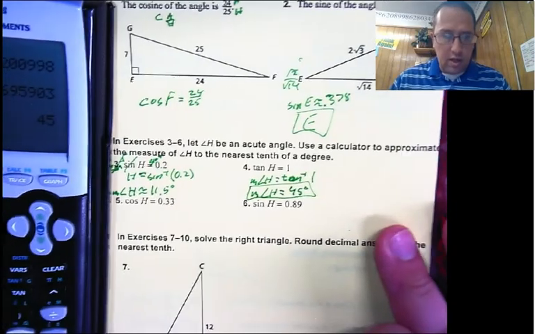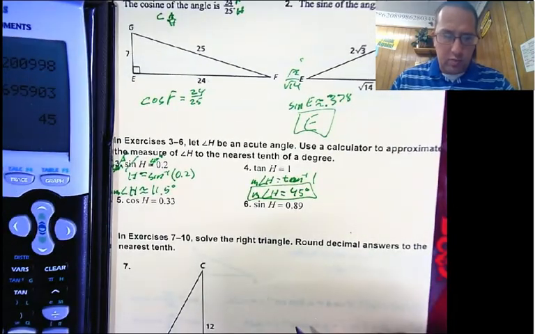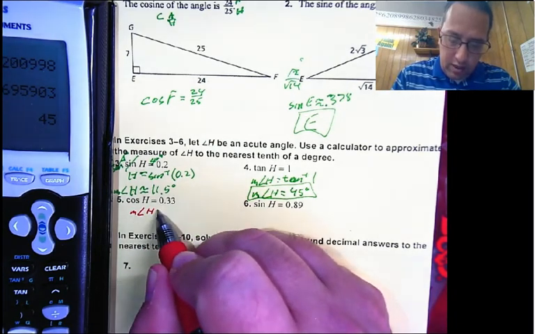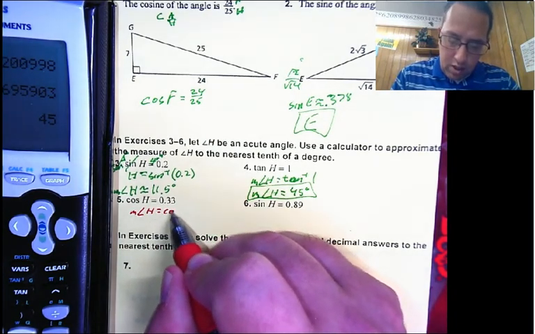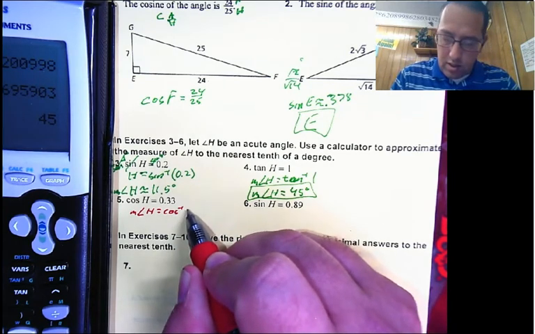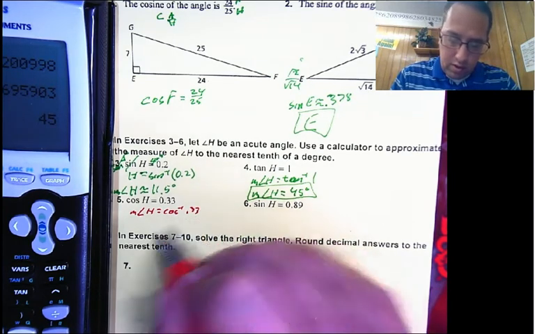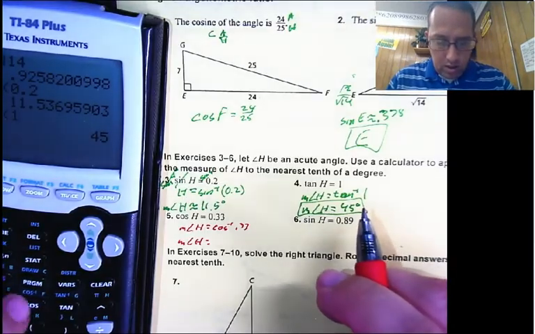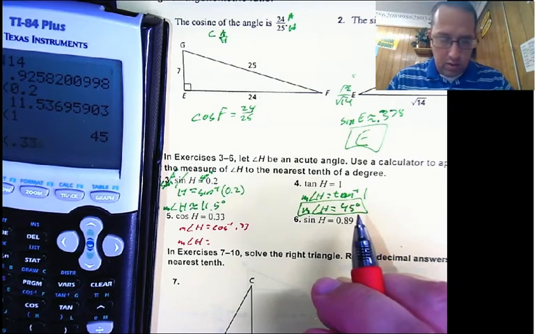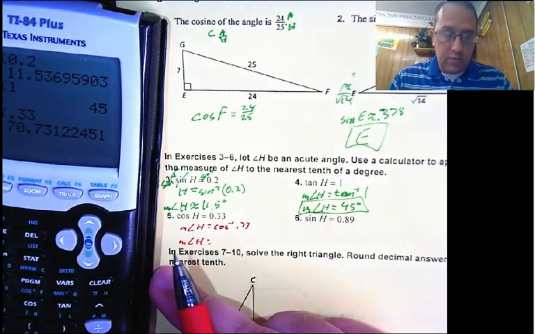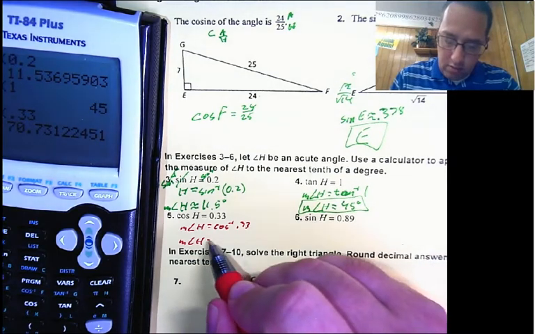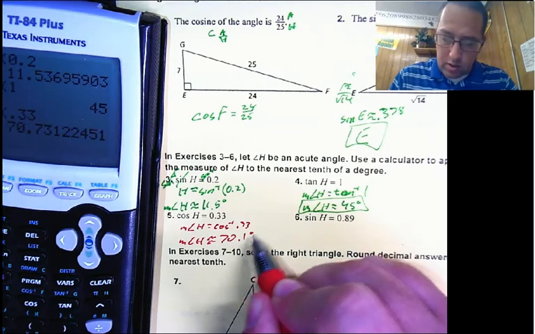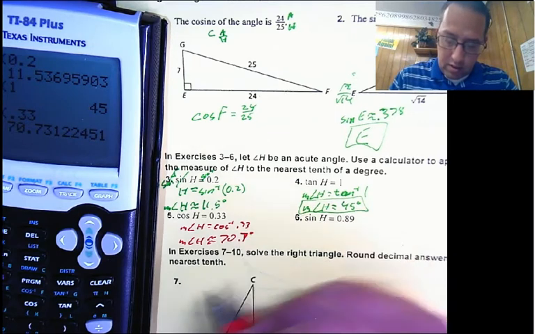Let's see. Next we have cosine of h is 0.33. So we're going to do the inverse cosine. So the measure of angle h is equal to the inverse cosine of 0.33. So that means the measure of angle h is, let's see here, the inverse cosine of 0.33 is 70.73. So to the nearest tenth would be approximately 70.7 degrees.